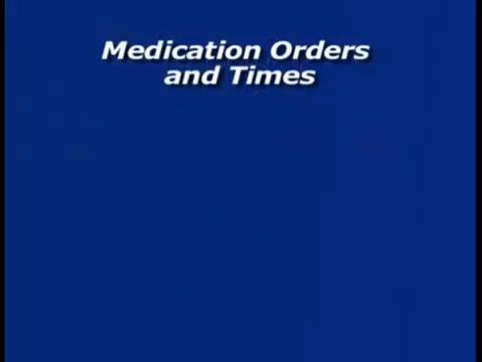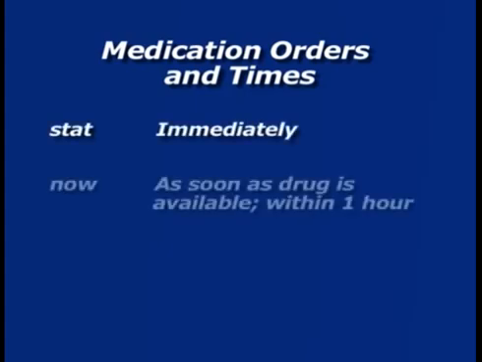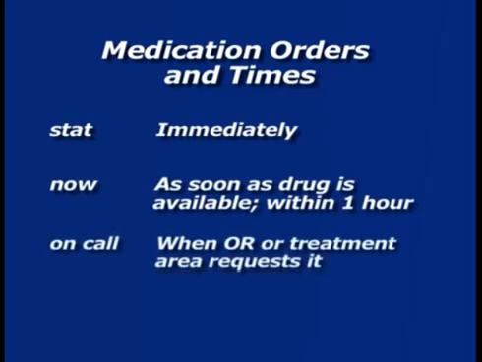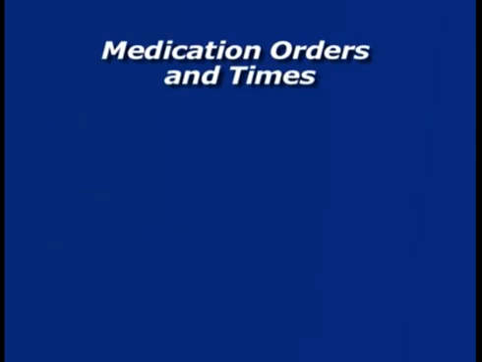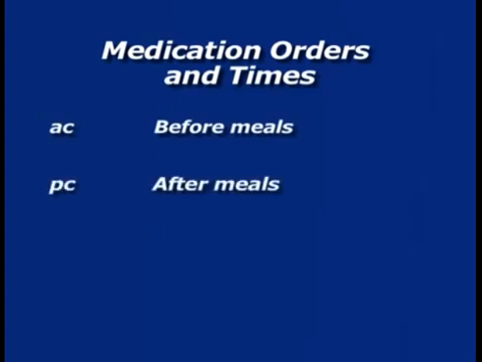Also, give medications at specific times as prescribed. For example, give a stat drug immediately. Administer a drug ordered for now as soon as it's available, usually within 1 hour. Give an on-call drug when the operating room or treatment area requests it. Provide an AC drug before meals or a PC drug after meals. Give a PRN drug according to circumstances or when needed.